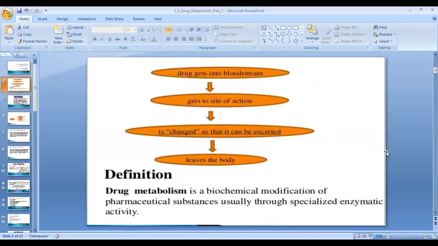Now, what happens when we take a drug molecule? First of all, the drug will be absorbed. It is available in unionized form in our stomach or in the intestine, and that unionized form of the drug molecule will be available in the bloodstream. The moment the drug molecule is available in the bloodstream, it is going to reach the site of action.